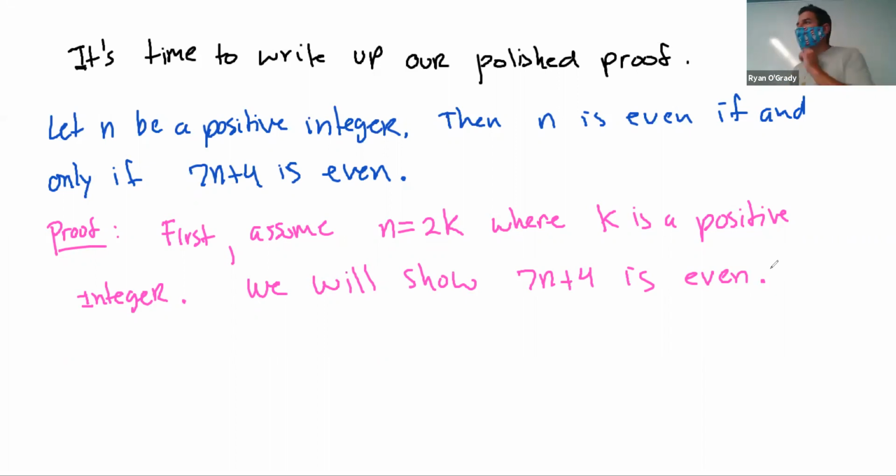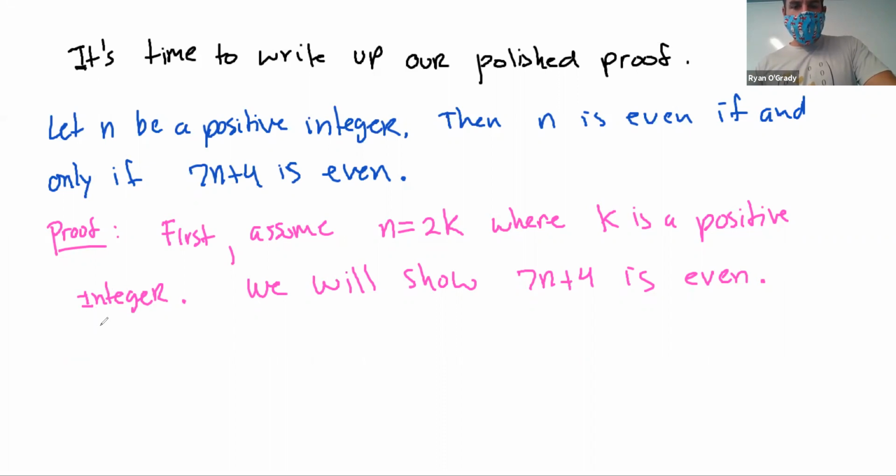So notice how I've written this. I've written this as a P implies Q. P is the statement n is even, and then I'm saying we will show that 7n plus 4 is even. So that's the if P, then Q. So how do we go about doing this?